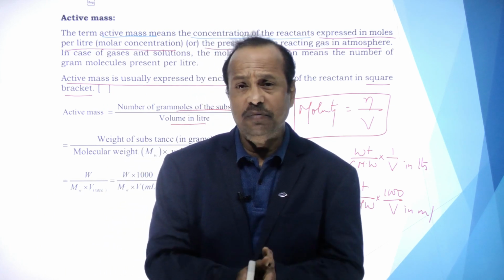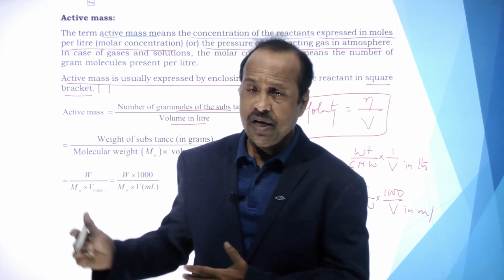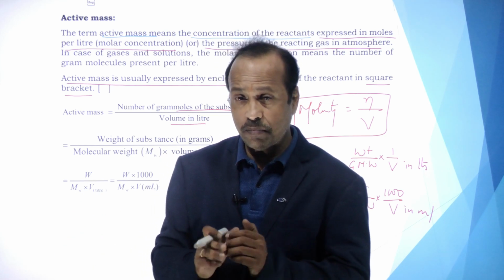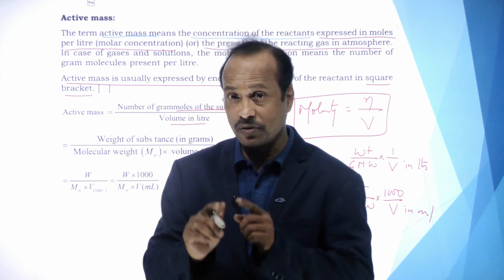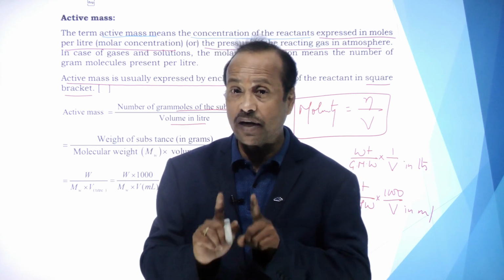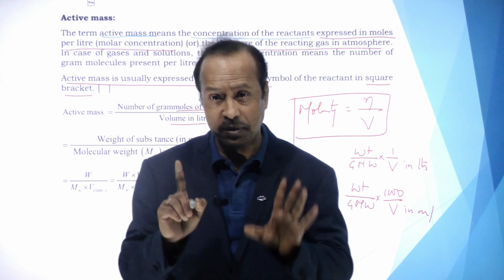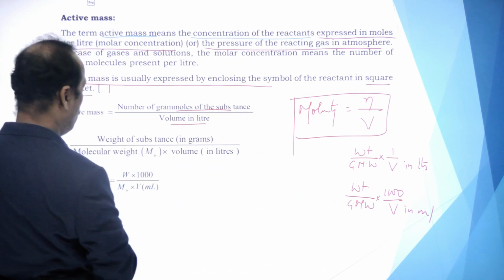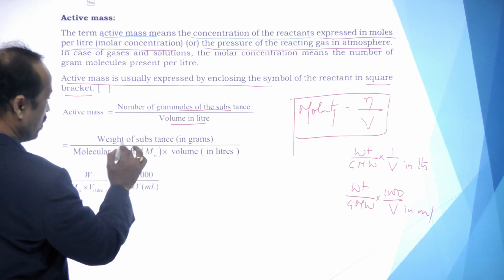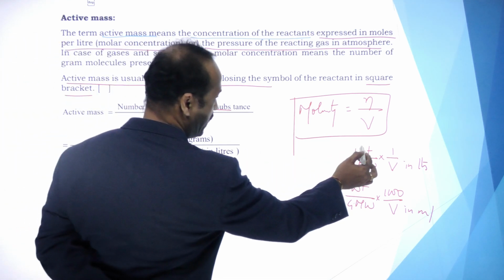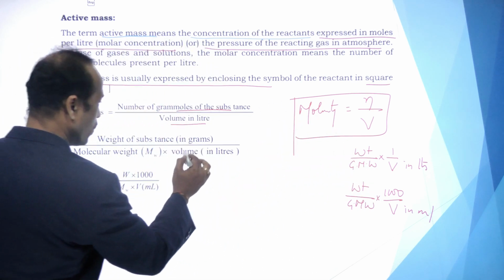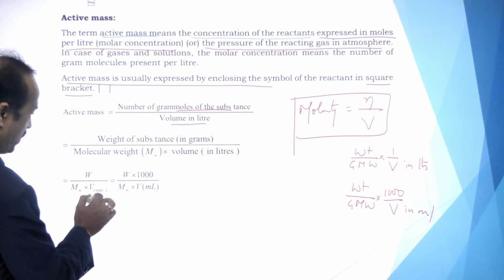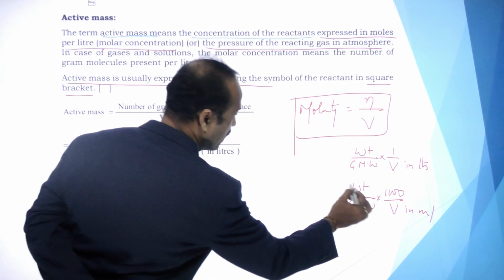So molarity is a term to express the concentration of the solution. Here also we are explaining the concentration, but instead of using the word concentration, we are using active mass. So active mass is nothing but concentration, students, remember that. Number of moles is weight by molecular weight, into 1 by V in liters, or 1000 by V in milliliters.